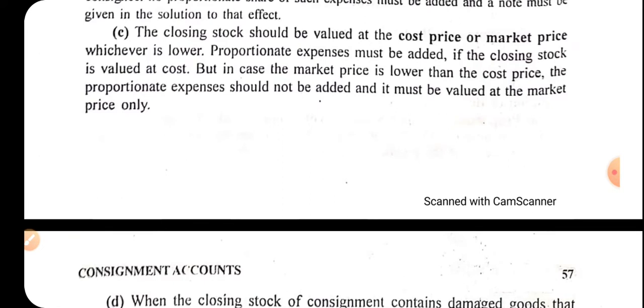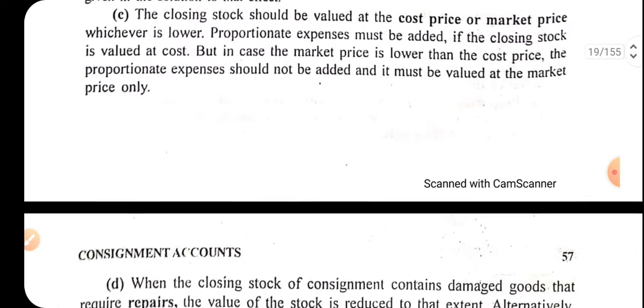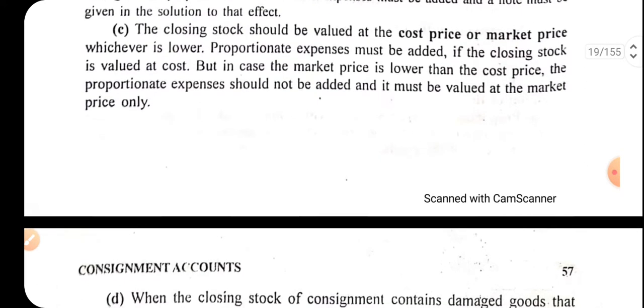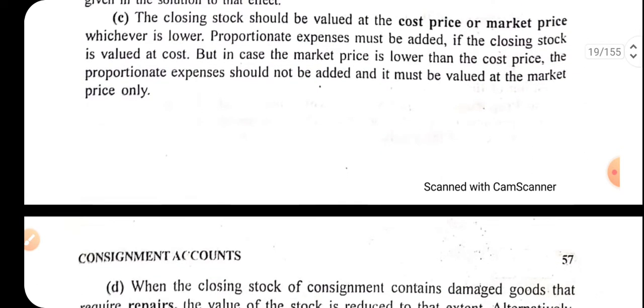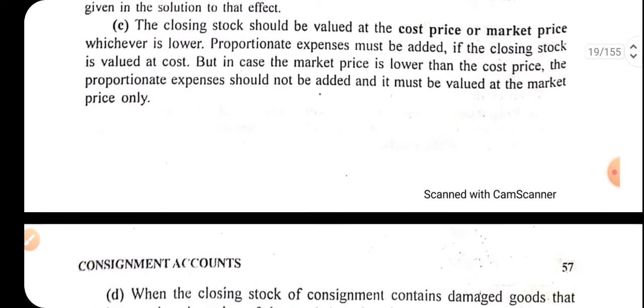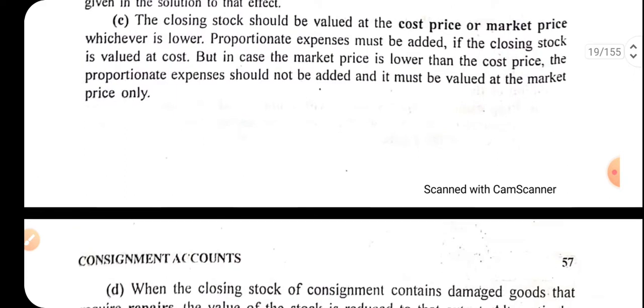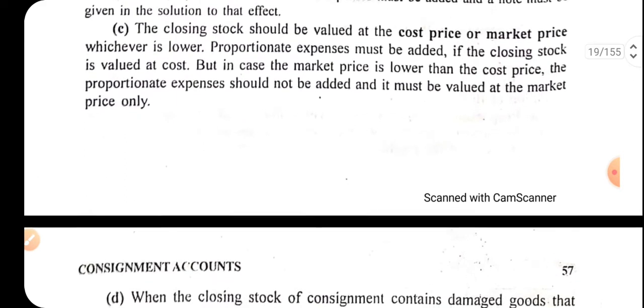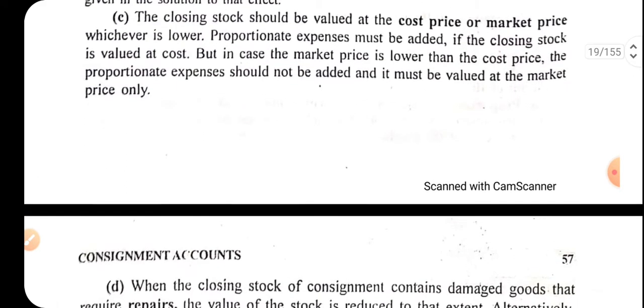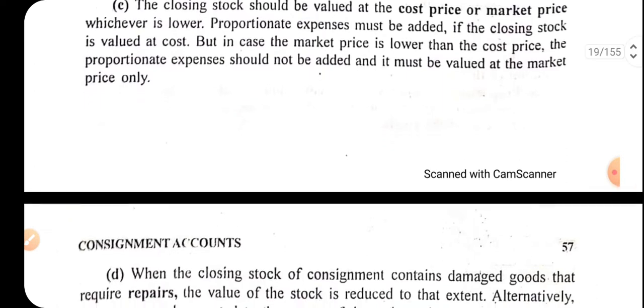The closing stock should be valued at cost price or market price, whichever is lower. From the calculation of both, if we find that cost price is lower, then we will consider cost price as the closing stock. And if the market price is lower than cost price, then market price should be considered as the closing stock value, which is posted into the consignment account credit side.